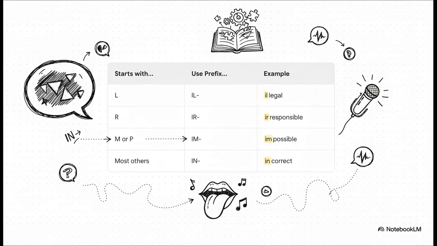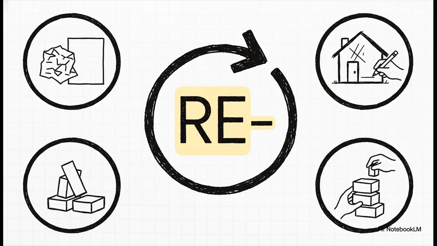Now, here is a really cool little trick with the prefix IN, which also means not. It actually changes its own spelling just to make words easier to say. So before a word that starts with L, it becomes IL, like in illegal. Before an R, it becomes IR, like in irresponsible, and before an M or a P, it becomes IM. I mean, just try saying inpossible. It feels clunky, right? But impossible just rolls off the tongue. It's a pronunciation rule hiding as a spelling rule. And hey, it's not all about making opposites. Some prefixes just add new ideas. The prefix re is one of the most useful ones out there. It just means do it again. You know, rewrite, redo, rethink. You see it all the time.